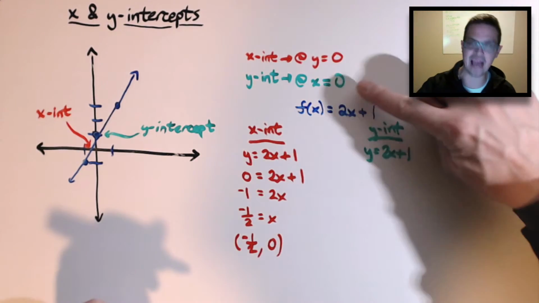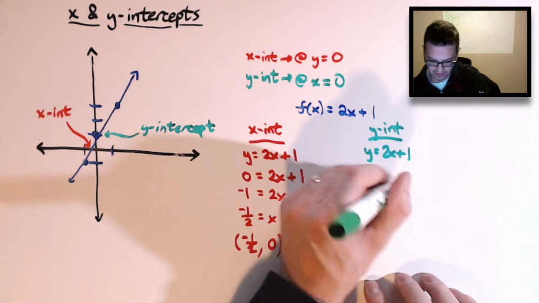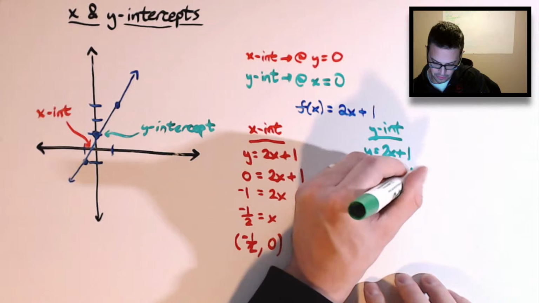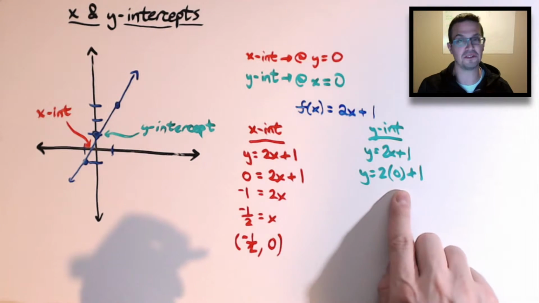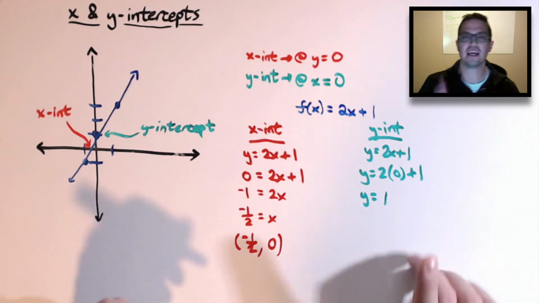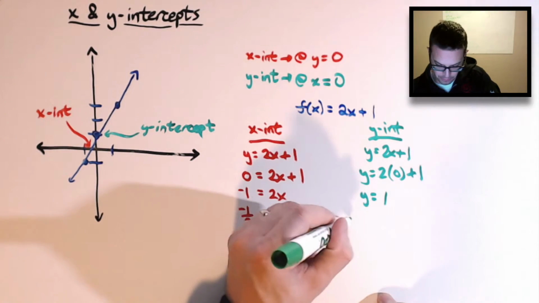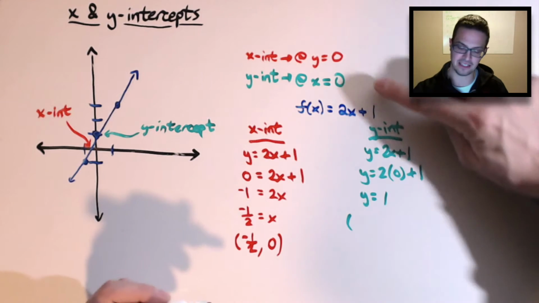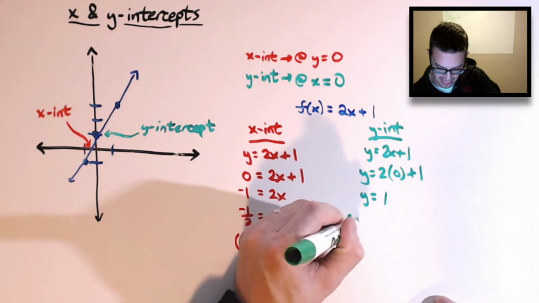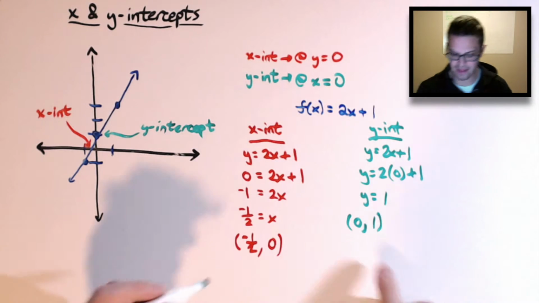Okay, this time I'm putting x is equal to 0. So it's going to say y is equal to 2 times 0 plus 1. All right, so I'm going to do 2 times 0, which is 0, plus 1, and it's going to be y is equal to 1. Okay, if you want that as a coordinate, you're going to have to put the parentheses, and then again, the x is 0. Okay, just like before, the y was 0. This time the x is going to be 0, so it'll be 0, 1.